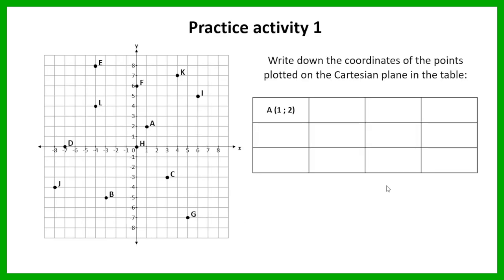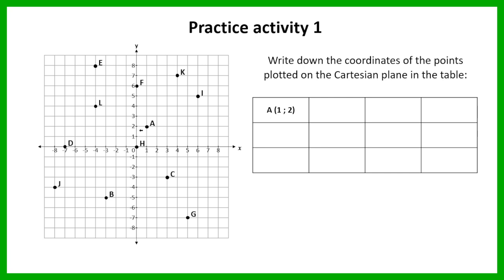In this example over here, you have been given a number of different points, and you need to write down the coordinates of the points plotted on the Cartesian plane in the table over here. Okay, so you've been given this Cartesian plane over here with a whole lot of points that have been plotted. You need to write their coordinates down. The first one's been done for you.